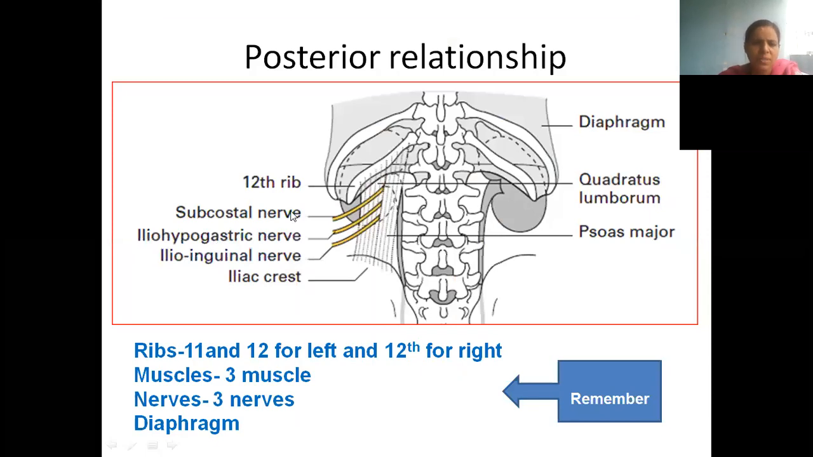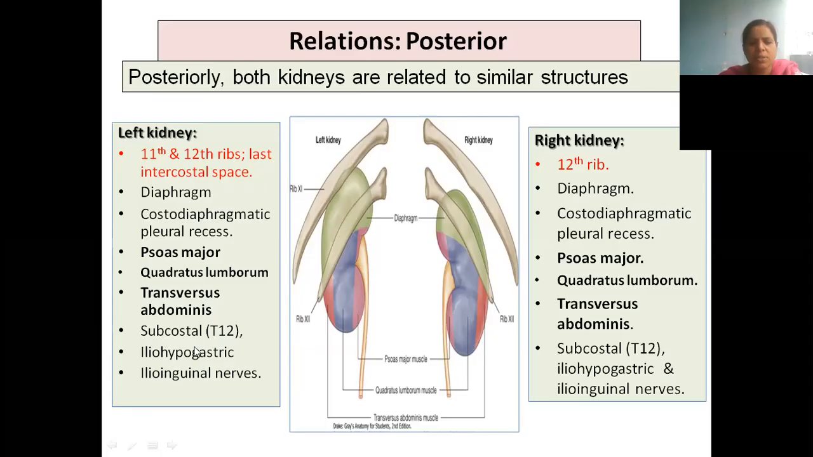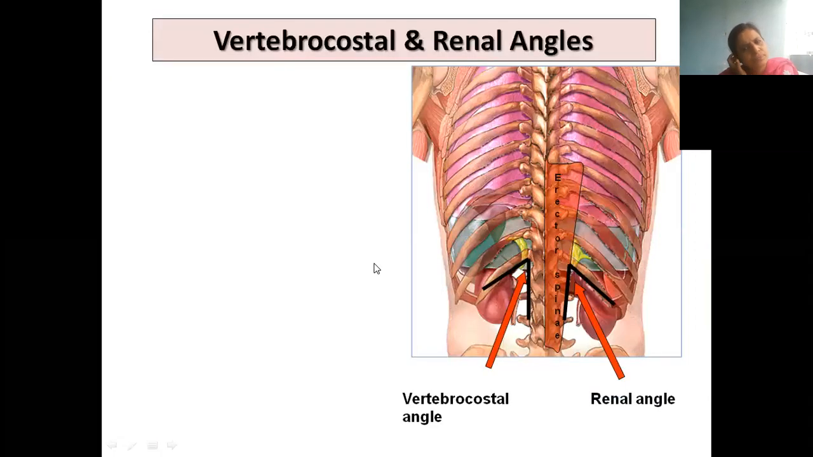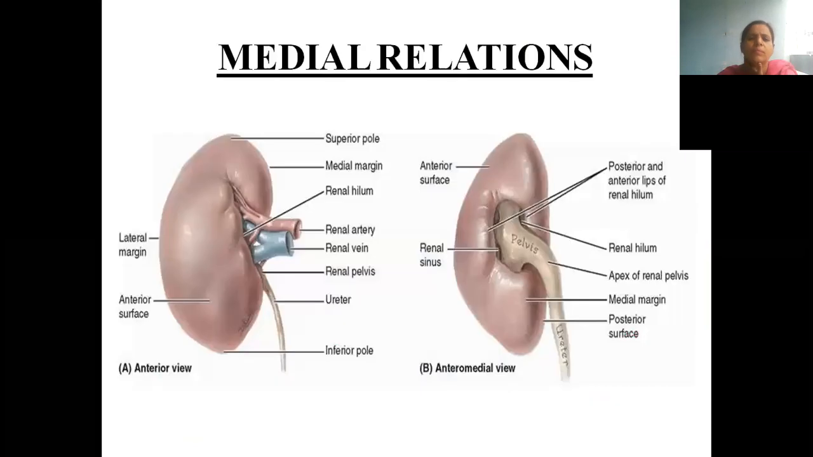These are the nerves you saw here: subcostal, iliohypogastric, ilioinguinal. They are shown here. They are actually branches of the lumbar plexus. This is the subcostal nerve, this is the iliohypogastric, and this is the ilioinguinal nerve. Like that you have medial relations, we have the hilum. So when you do your viva, you have to check whether it is the right or left kidney. How to identify? By looking at the structures in the hilum.